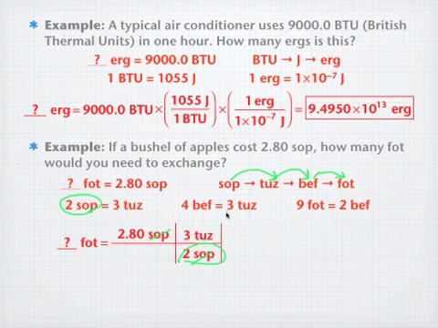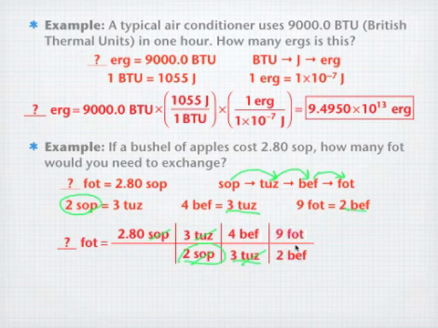In the next conversion, tuz goes in the denominator and befs go in the numerator. Cross out tuzes. And in our last one, we go from befs. Befs goes in the denominator. We put 9 fots in the numerator. We cross out befs, since our final unit here is fots, which is what we want. We're ready to go.